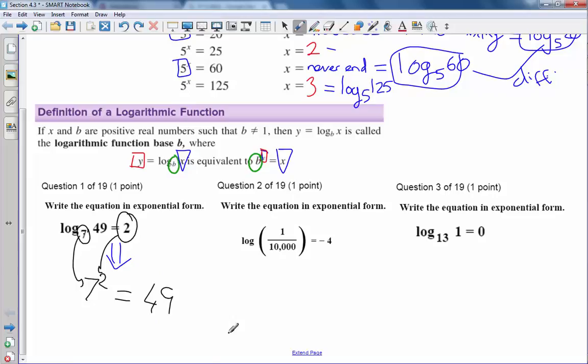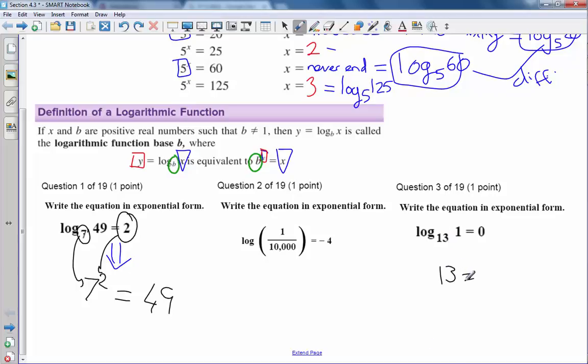Alright, who wants to do this one? I know this one is hard. How about this one? Again, always start with the base. What is the base? Put it down.